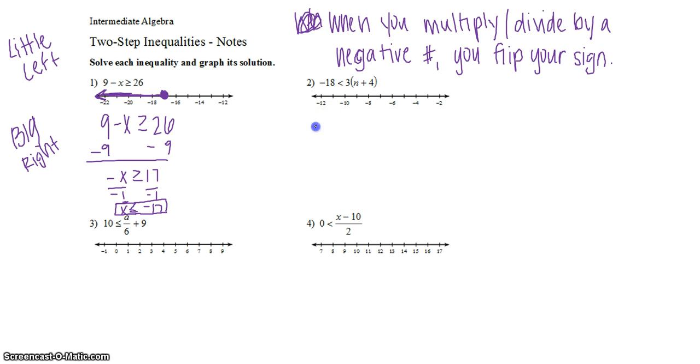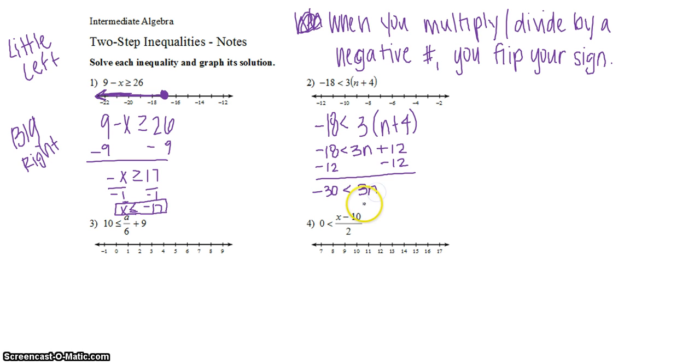On number 2, I have negative 18 is less than 3 times n plus 4. Since you do have that 3 in front of those parentheses, you can go ahead and distribute that. So I get negative 18 is less than 3n plus 12. Trying to get to the n still, so I'm going to subtract 12 from both sides. Negative 18 minus 12 is negative 30. Then I have less than 3n.